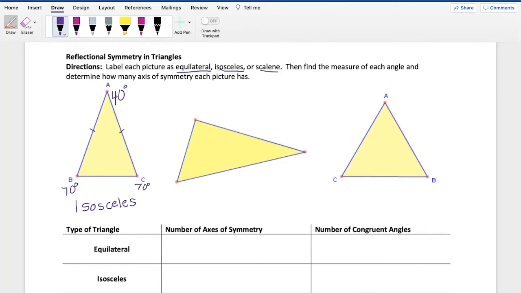So we have an isosceles triangle, and this would have 1 axis of symmetry. I would only be able to go right down the middle here, vertically. And if I were to fold it, those 2 sides would match up. So let's just fill in the chart here. This was our isosceles triangle. I have 1 axis of symmetry, and there are 2 angles in that triangle that are congruent or the same.